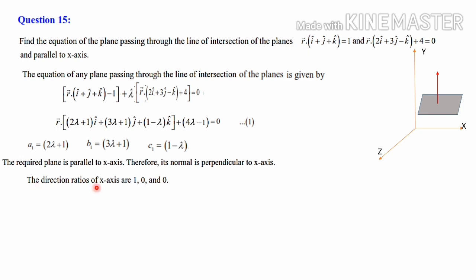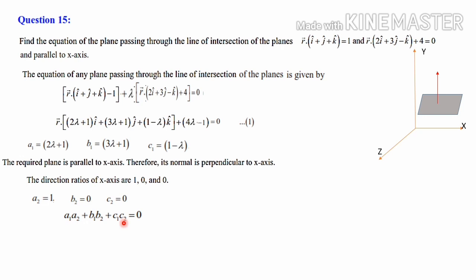So the direction ratios of x-axis are 1, 0, 0. This is better to learn by heart. We already discussed it before. The direction ratios of x-axis are 1, 0, 0, y-axis is 0, 1, 0, z-axis is 0, 0, 1. Here we are taking x-axis, so the direction ratio is 1, 0, 0. So here A2 is 1, B2 is 0 and C2 is 0.